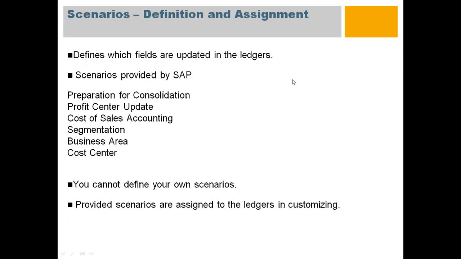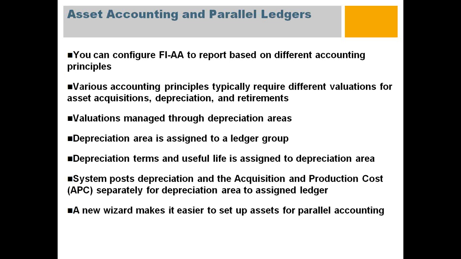The key concept for the new GL is the scenarios. They are cost center, business area, segment, cost of sales accounting, profit center update, and preparation for consolidation. Most people use the three: cost center, business area, or segment. These are the scenarios with which you can define how the new GL is going to work. But you can also define your own scenarios. Okay, these are the custom defined scenarios for SAP.